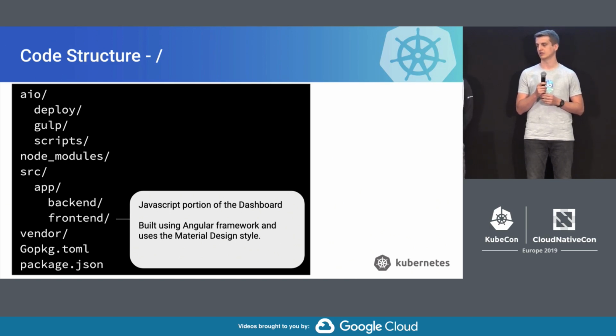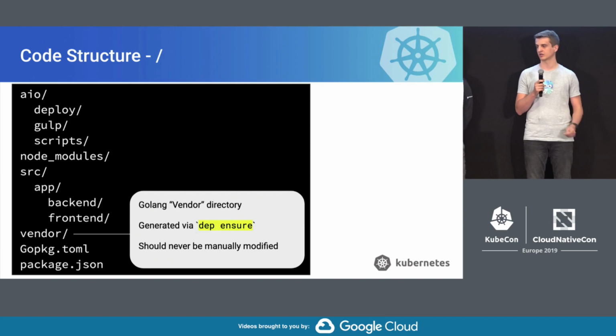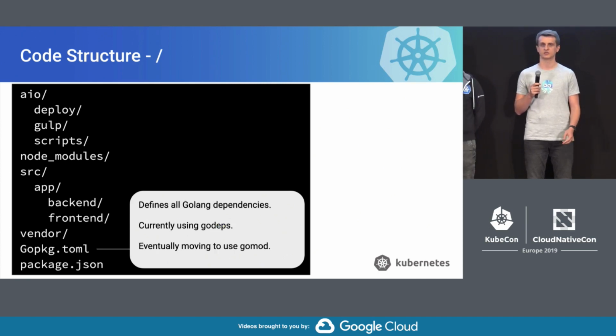There is a vendor folder located in the root directory. It contains all the dependencies for the backend files. We are using dep at the moment, but we are planning to change it to use Go mods, like Kubernetes does.